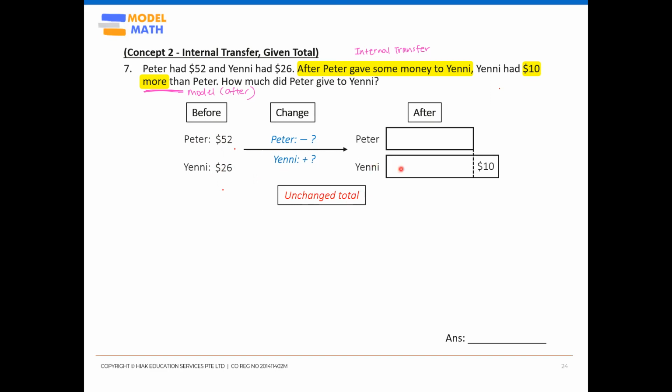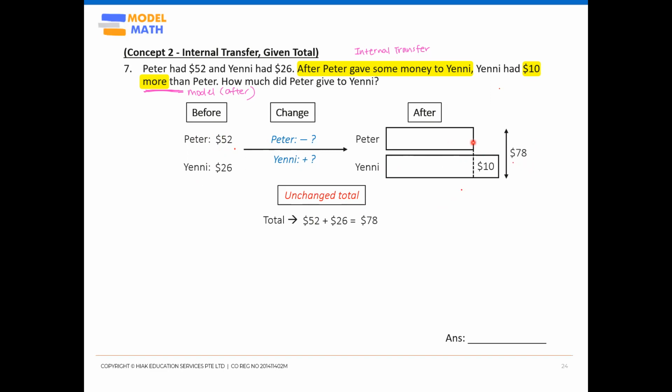So we're going to find out what's the total that stays the same throughout. So this total in the end must be the same as the total from the beginning. So our total will then be 52 plus 26, which is $78. So this total is $78 at the beginning, which means in the end, the total is also $78. So we can record it down next to our model here.